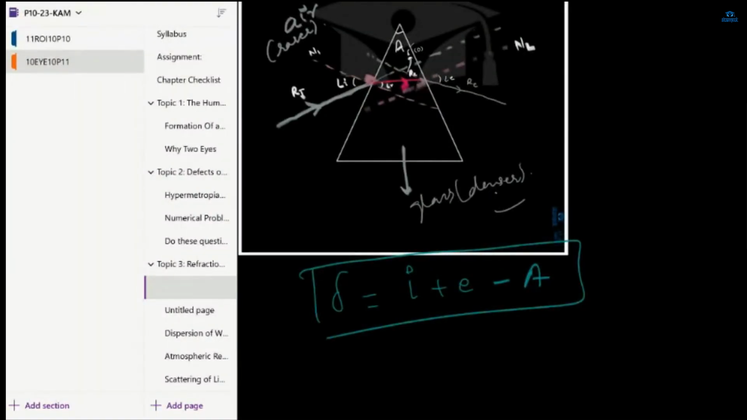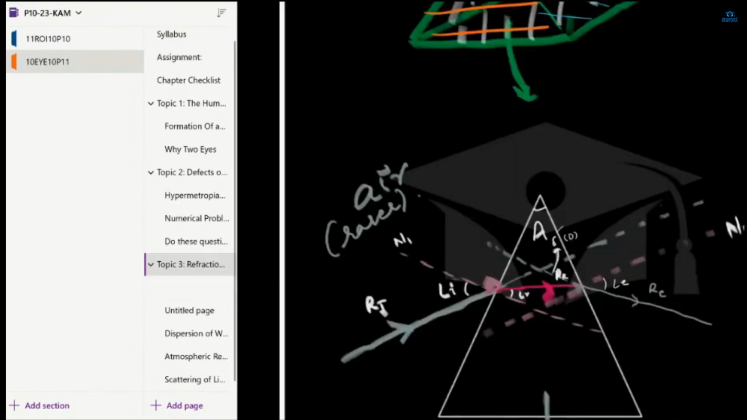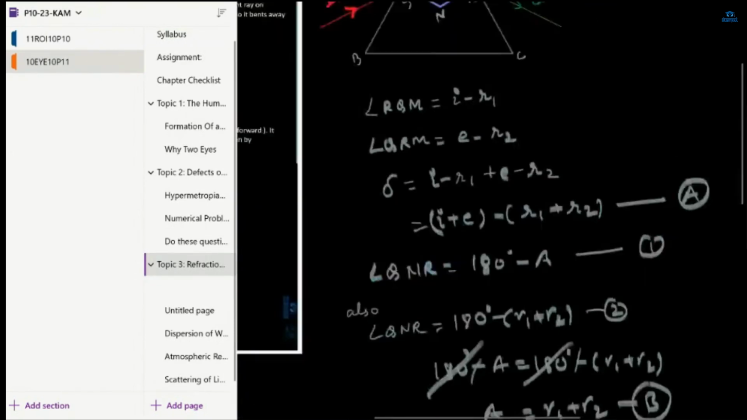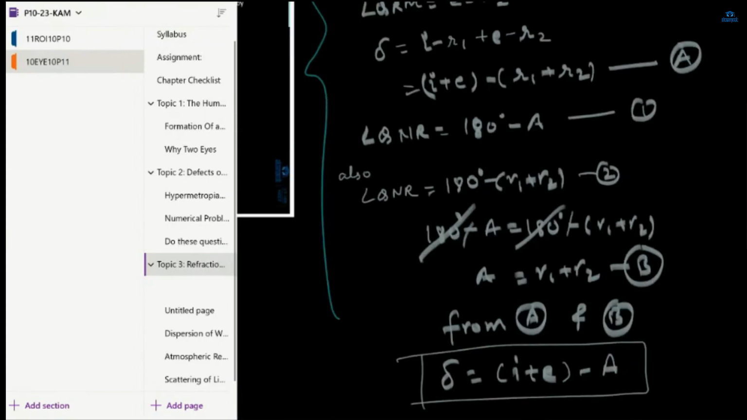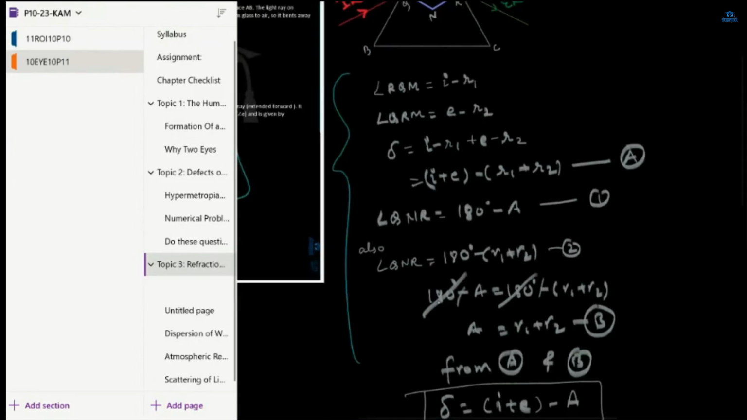So are you learning about lines and angles? This is very easy, but right now I will not tell you because we don't have time. Here I have written the derivation of this formula: del is equal to i plus e minus A. You can go through this derivation.